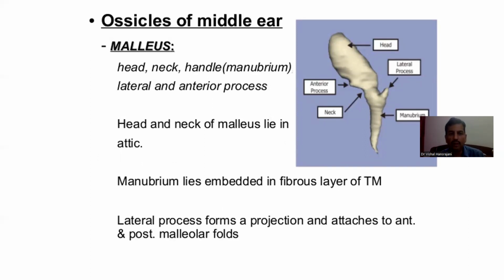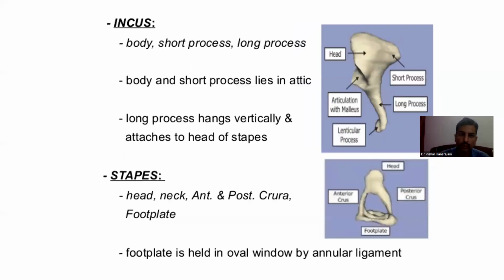The first and the largest ossicle is the malleus, which has a head, neck, handle, and the lateral and anterior process of the malleus. The head and neck of the malleus lie in the attic, where the manubrium lies embedded in the fibrous layer of the tympanic membrane, and the lateral process forms a projection and is attached to the anterior and posterior malleolar folds.